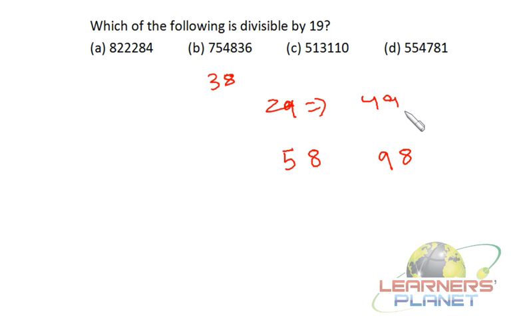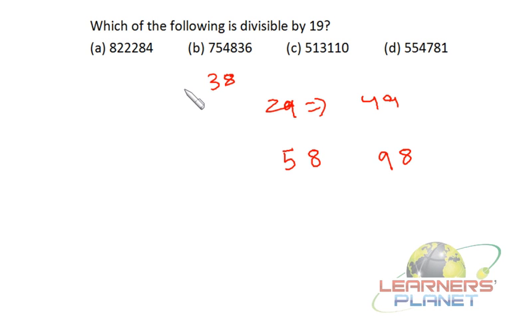Okay, 49 is closer to 50. So let's multiply the unit digit, that is 8, by 5. So 8 fives are 40 plus 9. We are getting 49. That means the unit digit should be multiplied by 5 and added to the number of tens. So if you are getting the answer as divisible by 49, then the given number is divisible by 49.